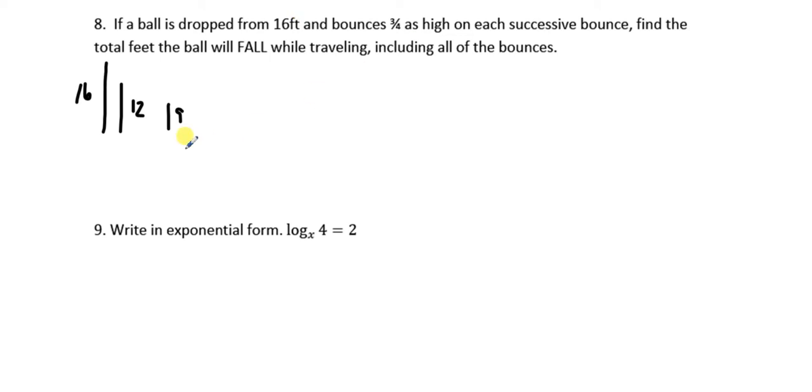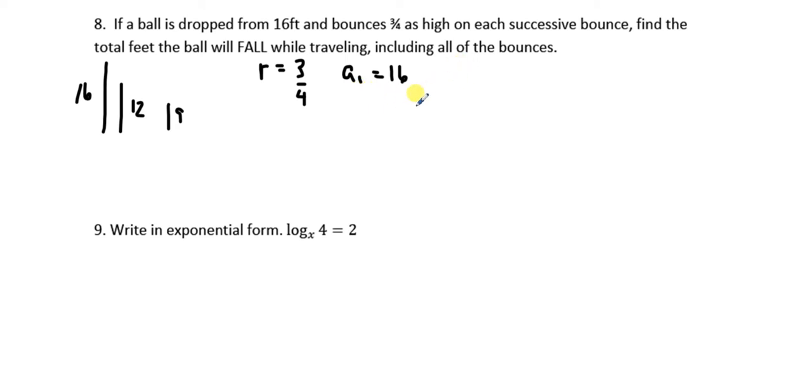Let's see here. So we got 16, 12, 9. So basically we take this 16 and multiply it by 3/4. So r is equal to 3/4. A1 is equal to 16, and in theory this thing just keeps bouncing, but when you keep multiplying it by 3/4, once you get down to an inch, then you have 3/4 of an inch, and pretty soon it's infinitesimal how much you're adding.